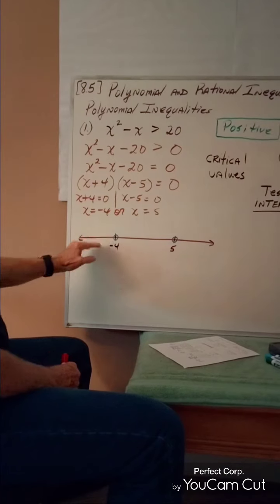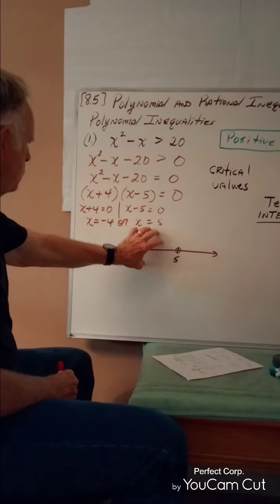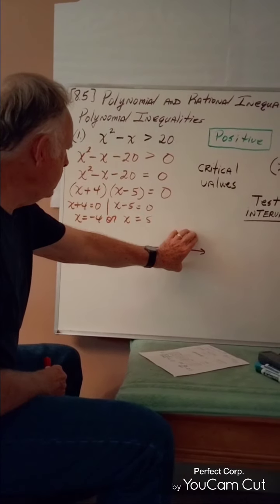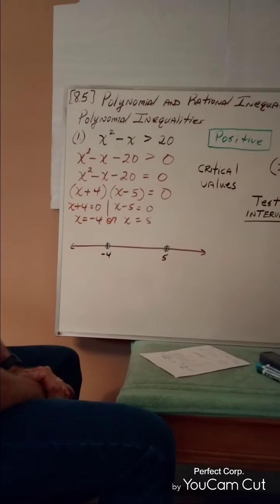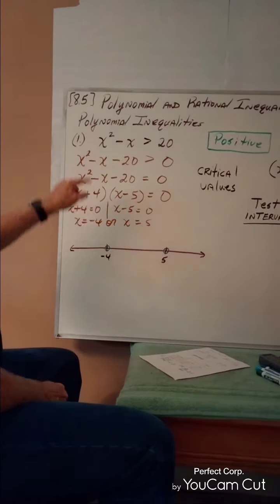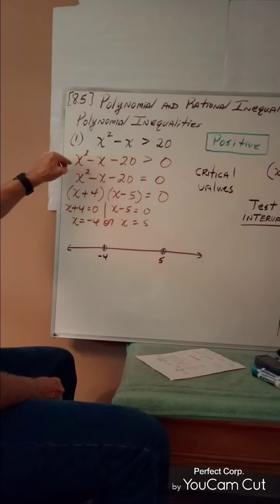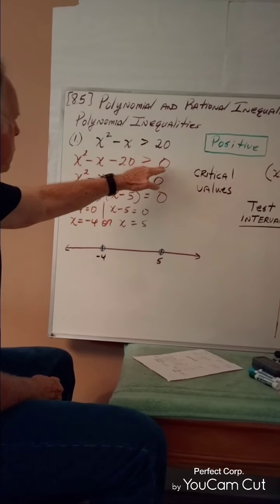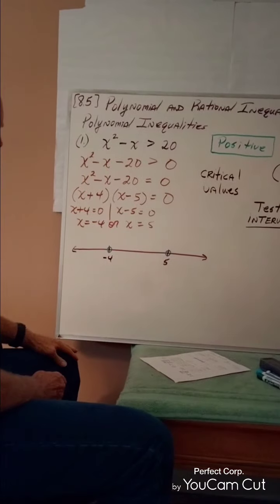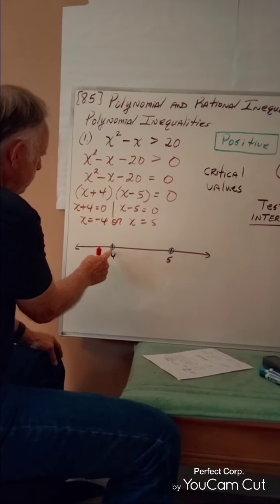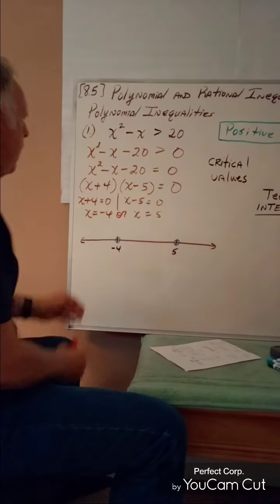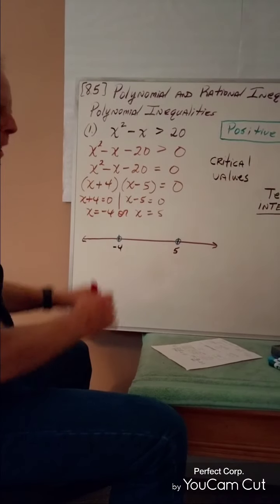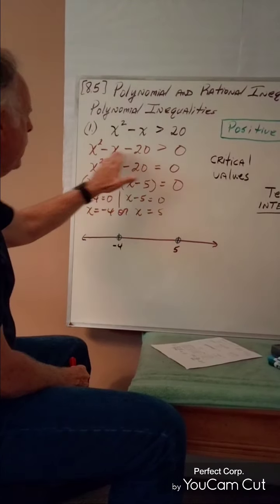This interval that is less than negative 4, this interval that is found in between negative 4 and positive 5, and the far right interval that would be all values of x that would be greater than 5. You see, going back to our original inequality statement, it is saying that x squared minus x minus 20 must be greater than 0. So the values of negative 4 and positive 5 make this statement equal to 0, and we can't have it be equal to 0. It's got to be greater than 0.